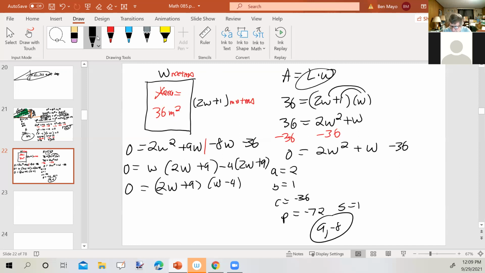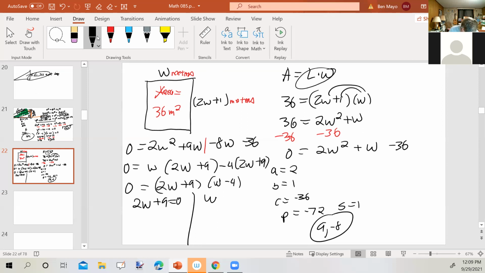Any questions about that? All right. Take each factor that contains a variable, set it equal to 0 and solve it. 2W plus 9 equals 0. Subtract 9 from both sides of the equation. 2W equals negative 9. Divide both sides by 2. W equals negative 9 halves. W minus 4 equals 0. Add 4 to both sides of the equation. W equals 4. Once again, we're dealing with distance.